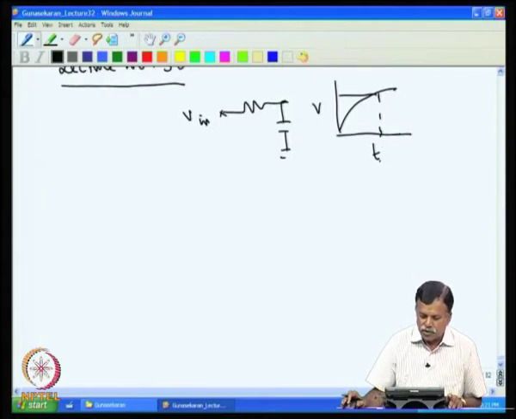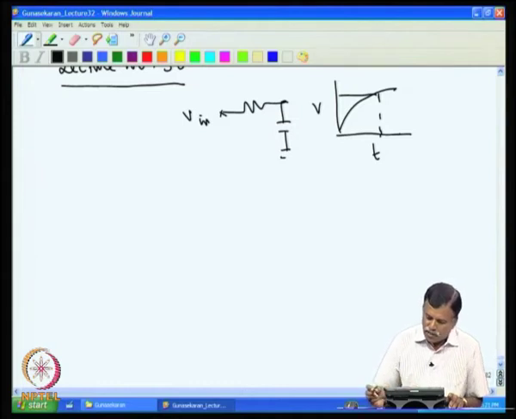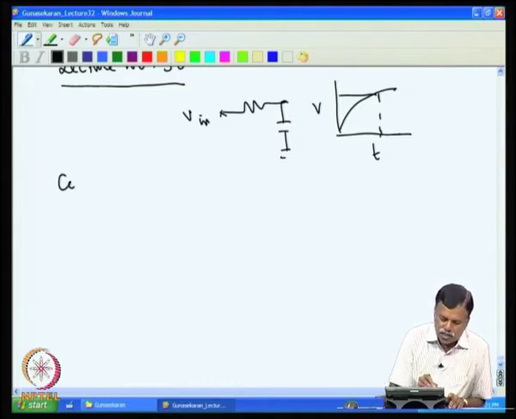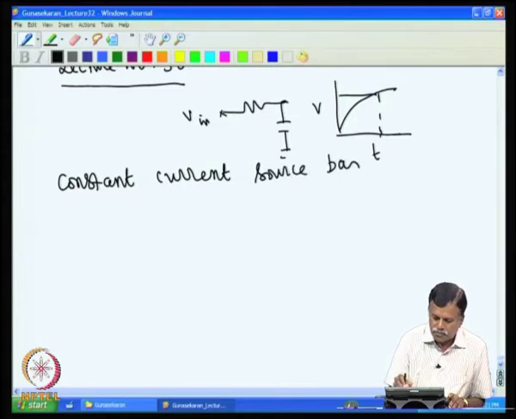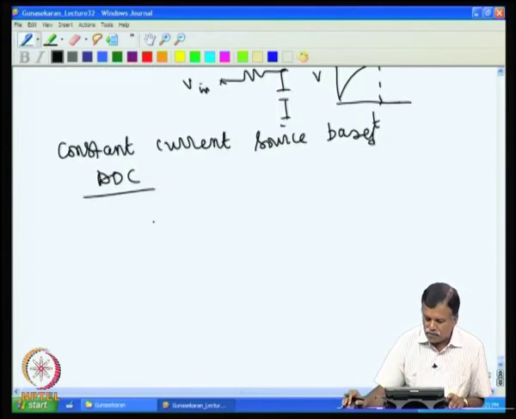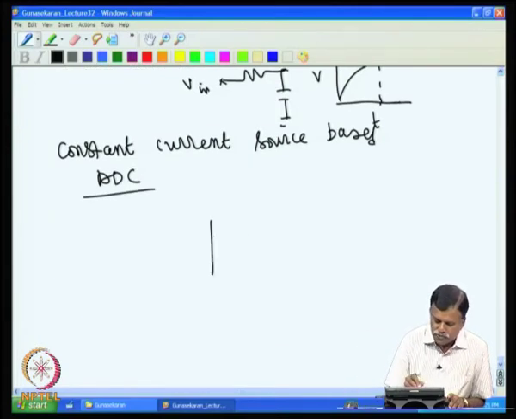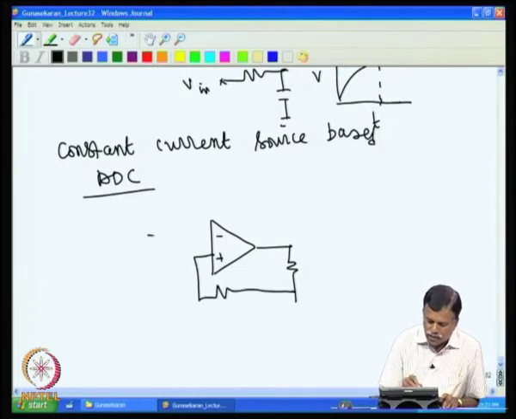The converter can be improved by using a constant current source, which we already discussed. So what can be done is we can use a constant current source based ADC. Here we can have a constant current source, which we already discussed in our earlier lectures.